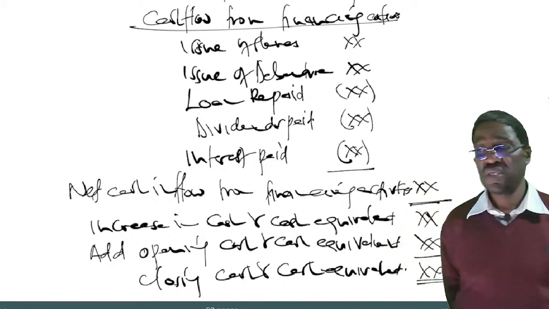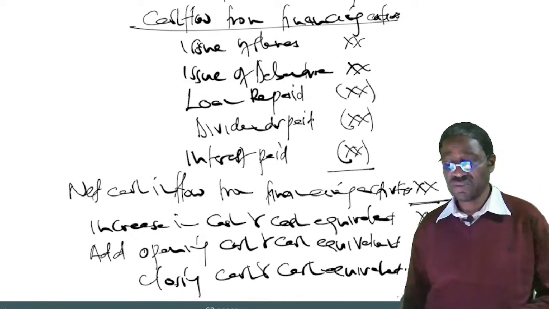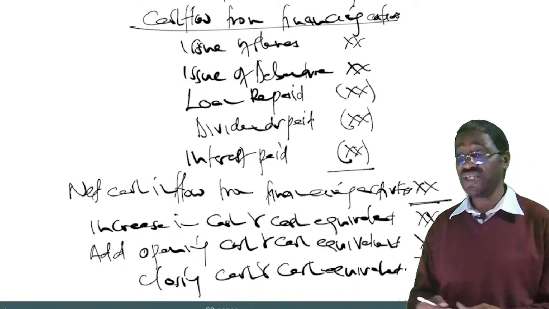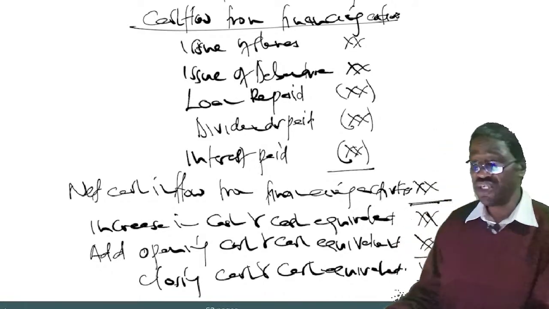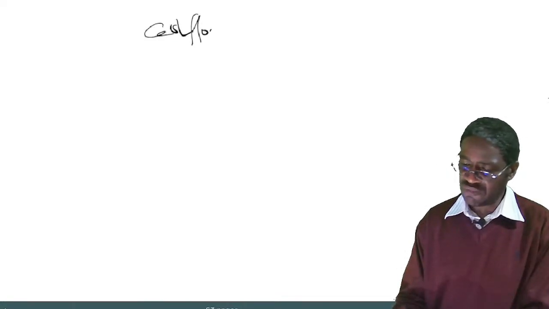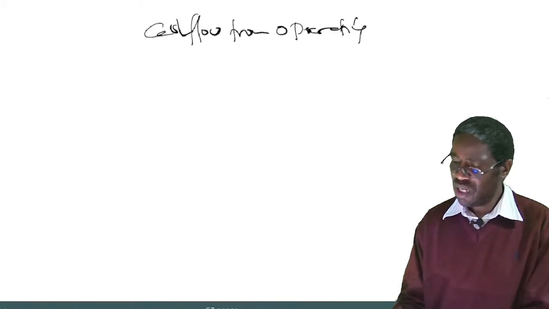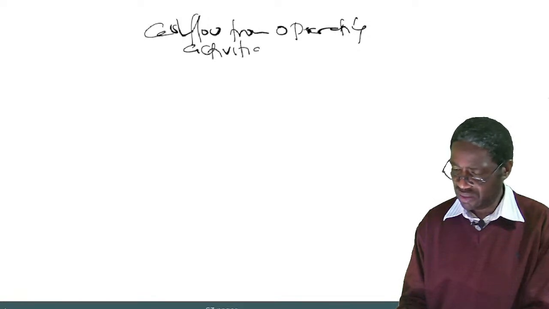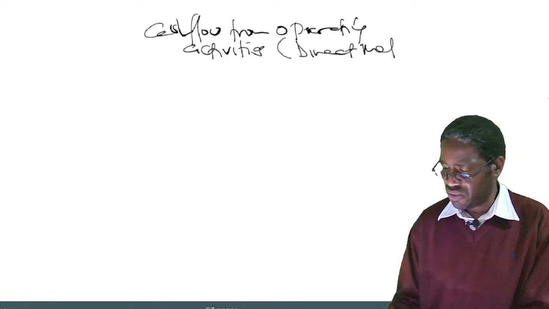Okay. I hope you are through with the screenshot. Now listen. Let me remind you how you used to prepare cash flow. Don't write again. This is cash flow from operating activities, but now we are using the direct method.